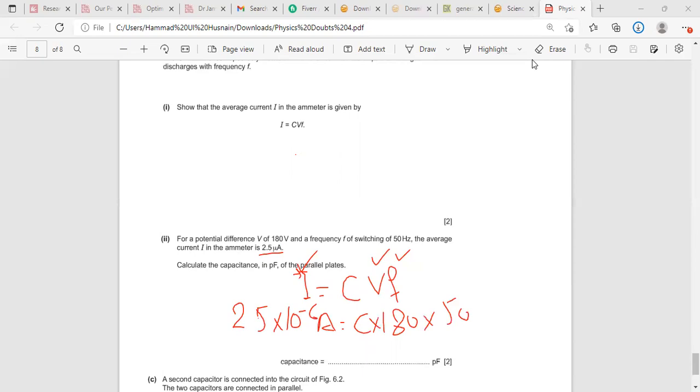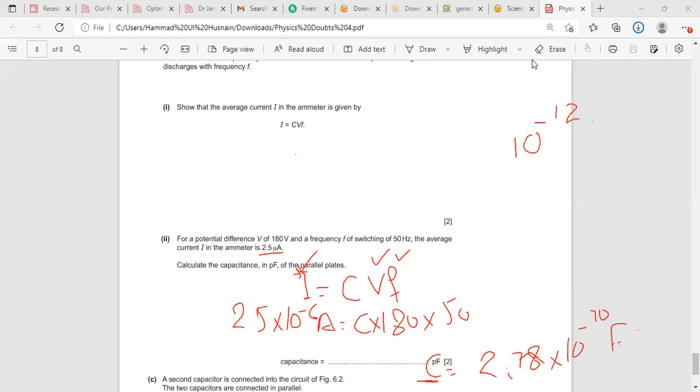2.78 times 10 to the power negative 10. All right, 2.78 into 10 raised power minus 10 farad. But it is asked that we need to find the answer in picofarads, and we know pico is 10 raised power minus 12.